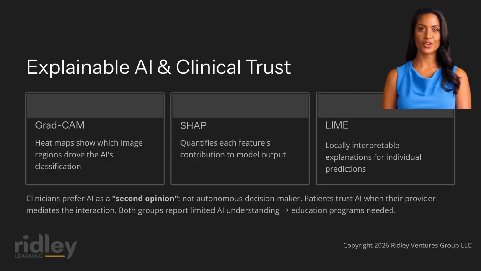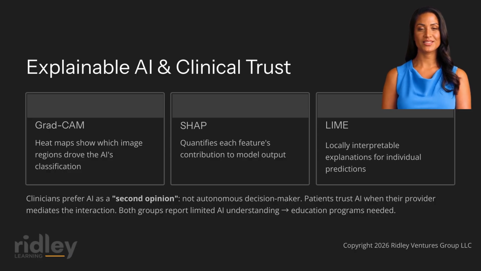SHAP values quantify the contribution of individual input features to the model's output, while LIME provides locally interpretable explanations for specific predictions. Research on clinician and patient perspectives on AI trust in wound care reveals that performance expectancy, the belief that AI will improve diagnostic accuracy and efficiency, emerges as the most consistent factor driving acceptance across care settings.